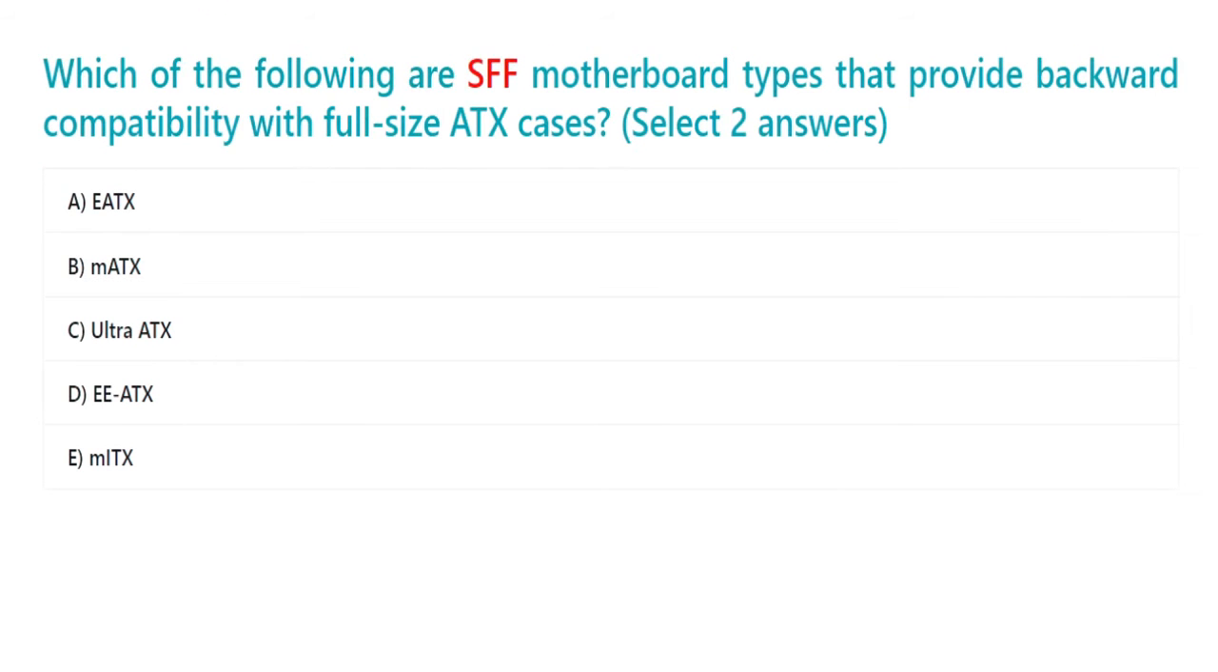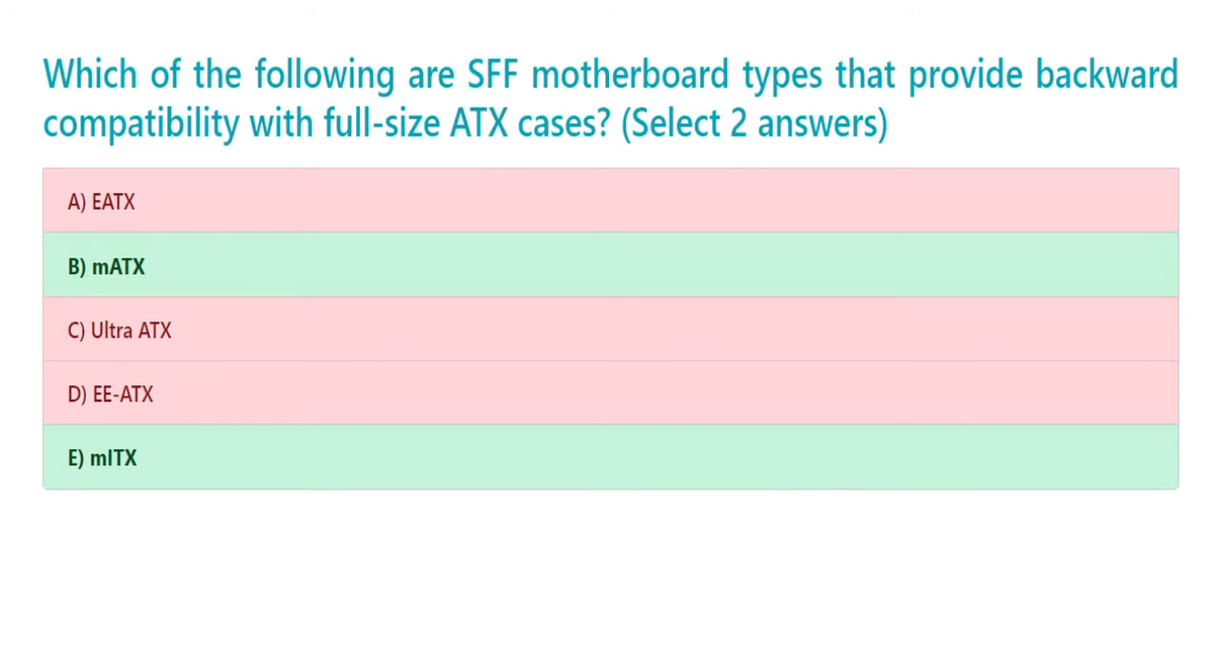Which of the following are SFF motherboard types that provide backward compatibility with full-size ATX cases? Select two answers. A. EATX. B. MATX. C. Ultra ATX. D. EATX. E. MITX. The correct answers are B. MATX. E. MITX.